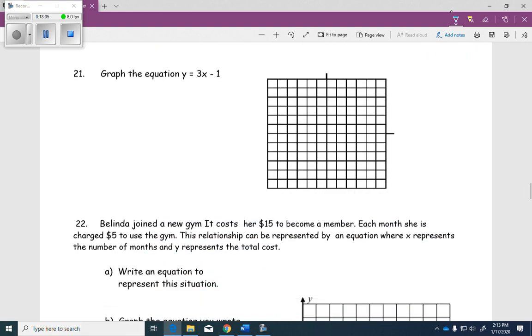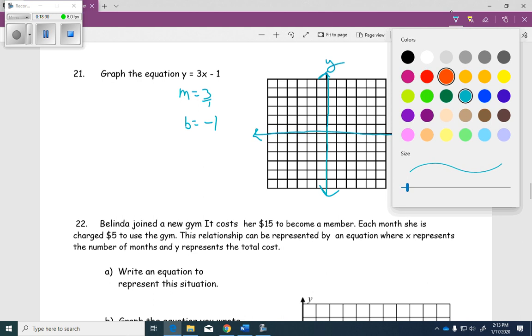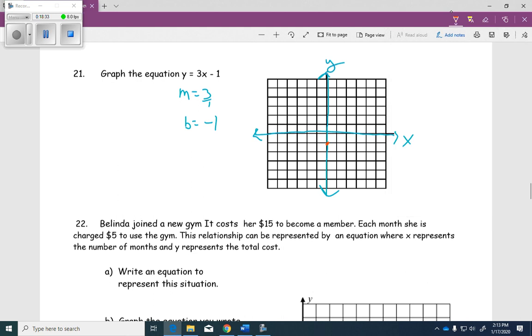Number 21, I'll just darken in these axes. And the slope is 3 over 1. The y-intercept is negative 1. So when I graph this, I'm going to start at negative 1, and I'm going to go up 3 to the right 1. I could go in the other direction, and you connect. You put arrows, and you label the line.